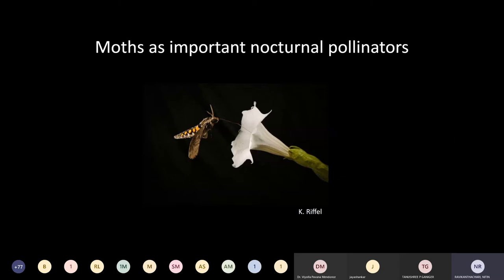So a lot of plants might not get pollinated, and they might not reproduce. So shifting to nocturnal pollination was beneficial for plants as well as for moths, because the moths didn't have to compete with other insects in the morning. So that's the background about why moths are important nocturnal pollinators.